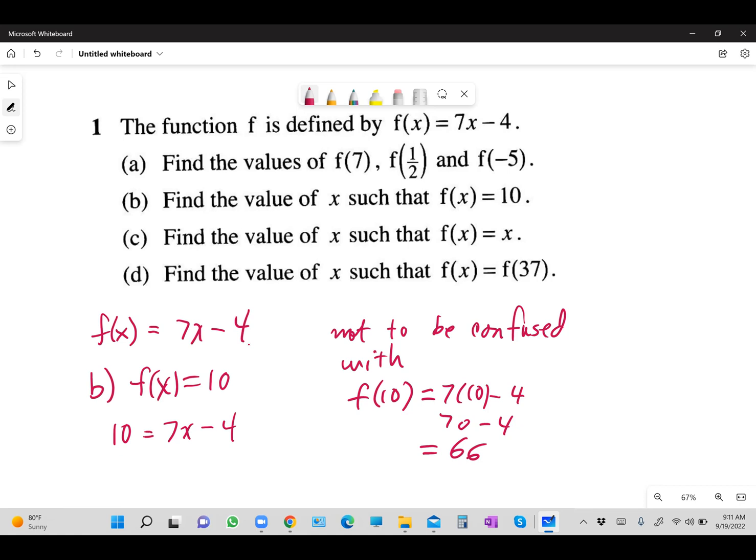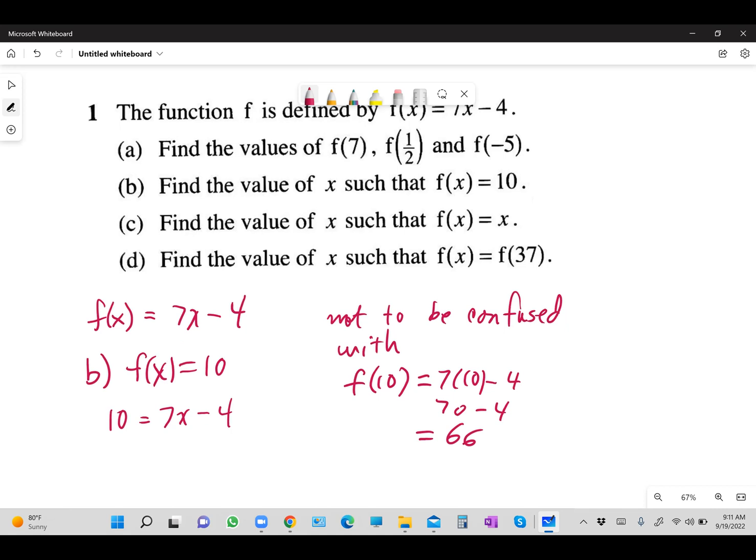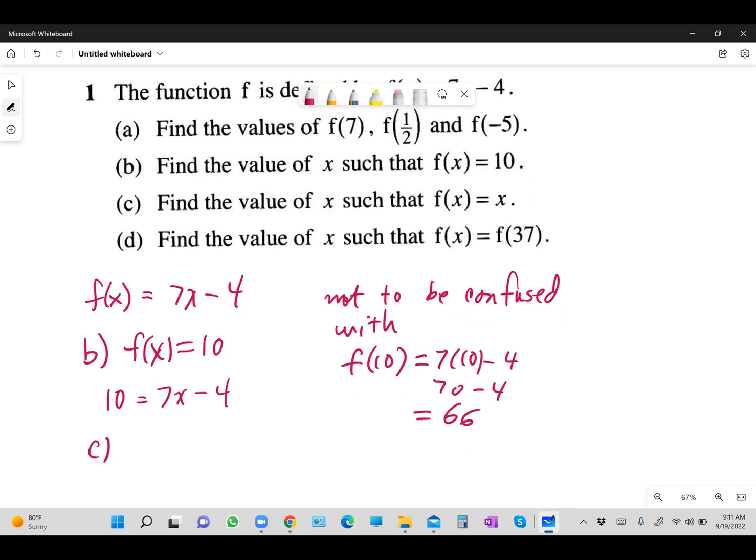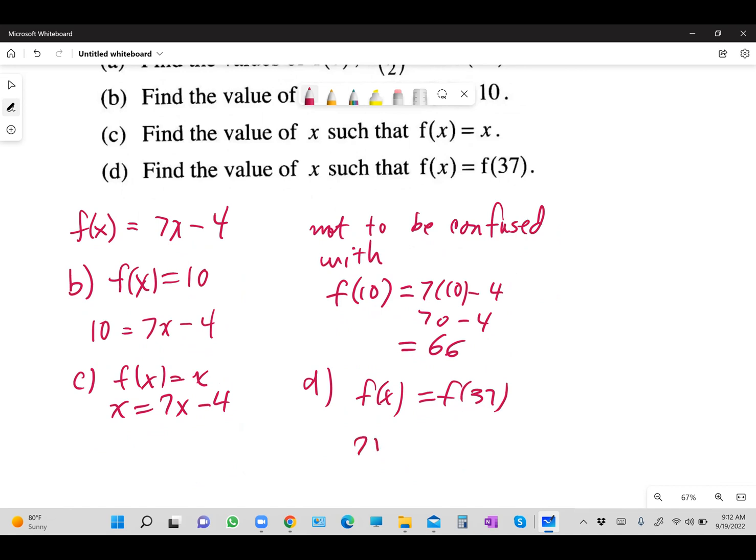So similarly, you would do C like that, and D the same way. For instance, C is just if f of x equals x, then you have x equals 7x minus 4, and you're done. And in D, if you have f of x equals f of 37, then you say 7x minus 4 must equal 7 times 37 minus 4. You can tell what x equals. X is just 37 there, but if you want to go ahead and solve it, then you solve it. Does that make sense? Okay.